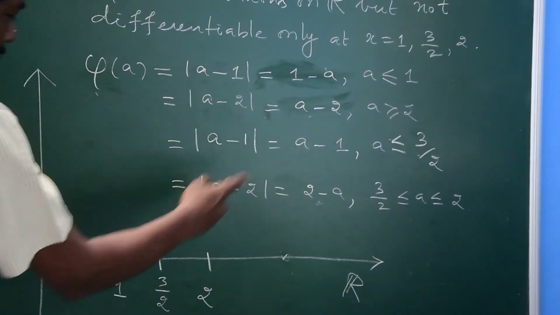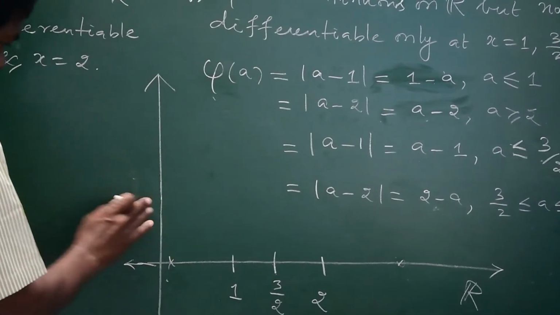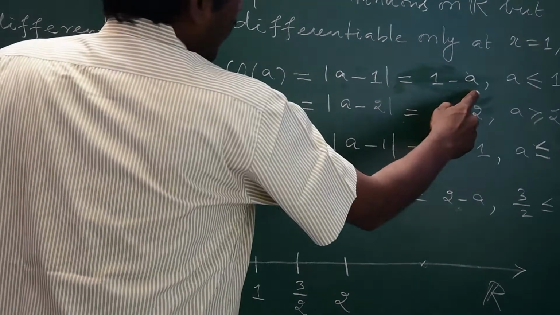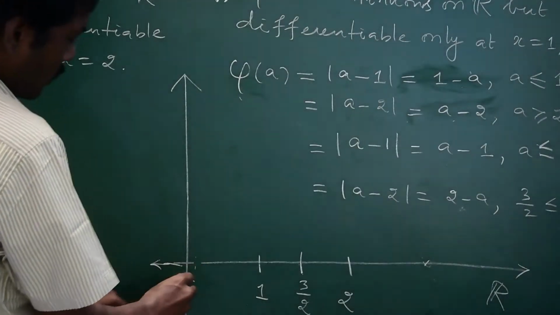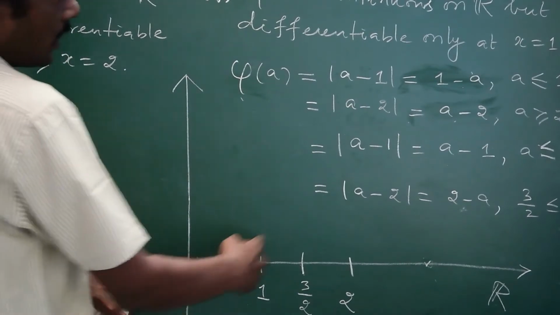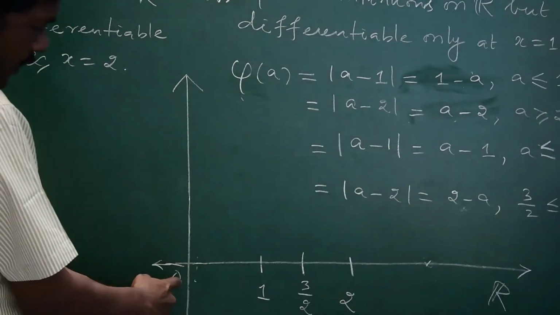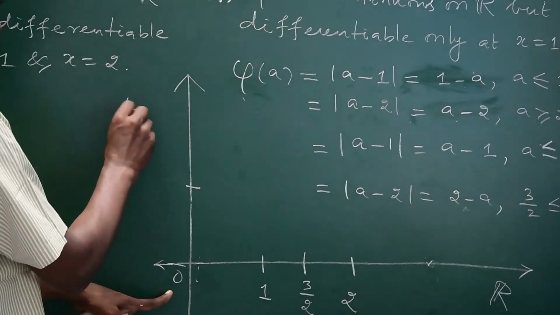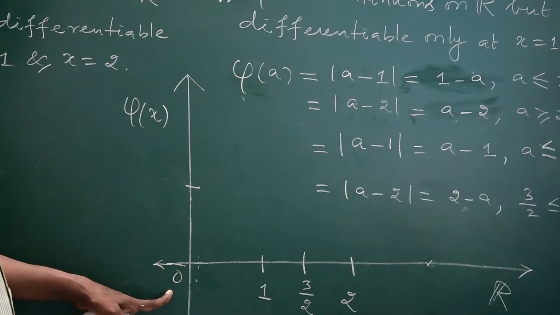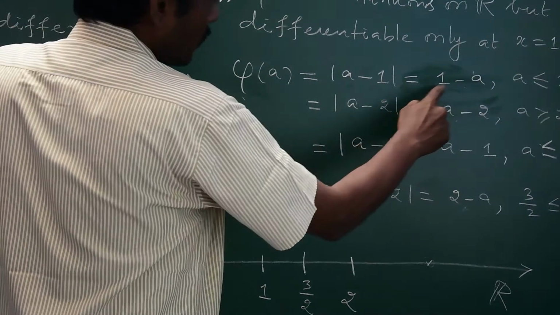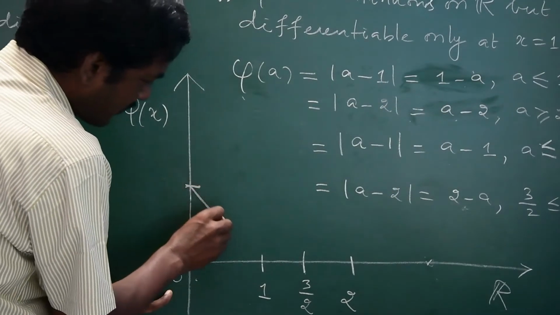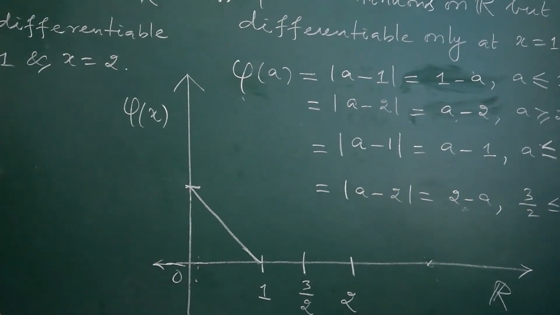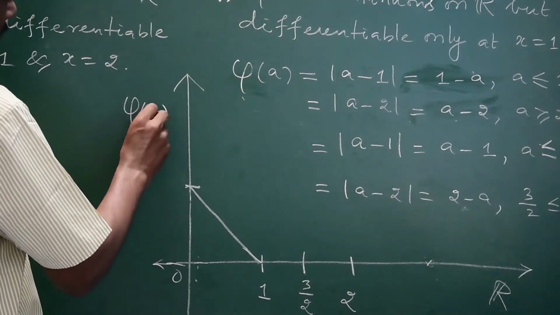Now let us try to graph this function. If you draw the graph, you will be able to get the answer. So what is 1 minus a? When I substitute a is equal to 0, it is going to be 1. So this is our phi of a. So the graph is going to be something like this, the line is going to be something like this.